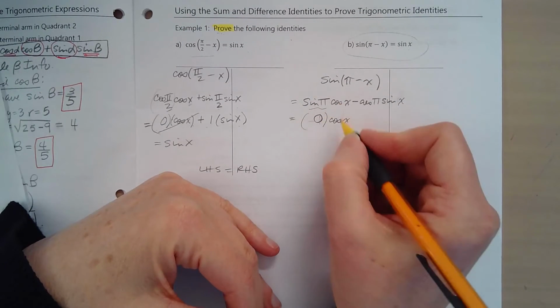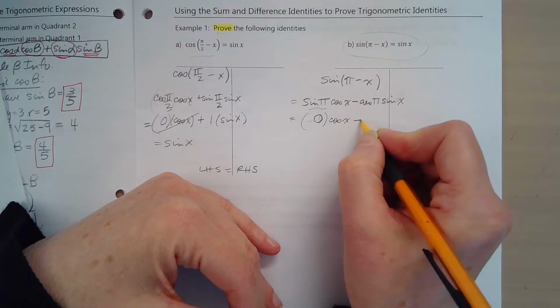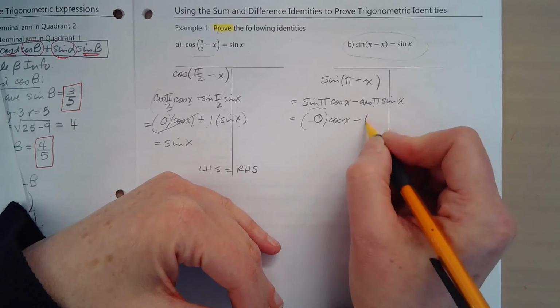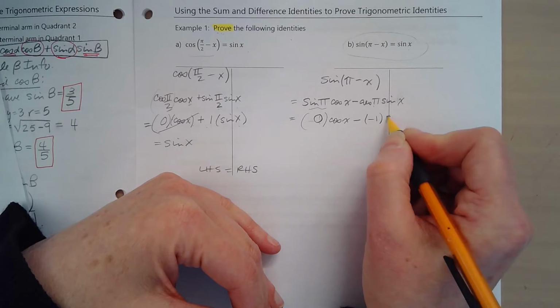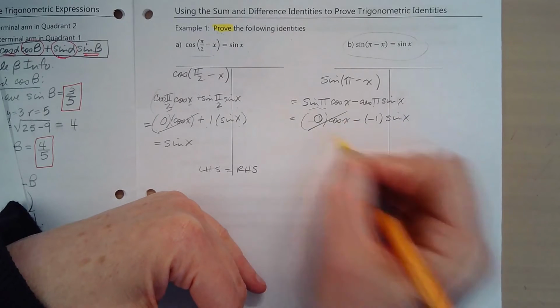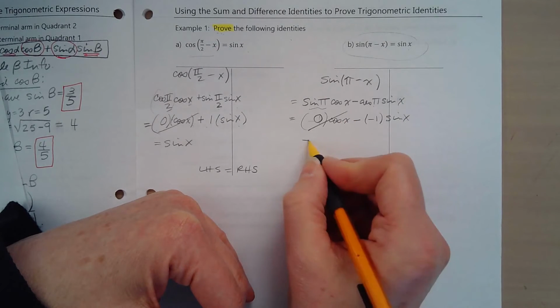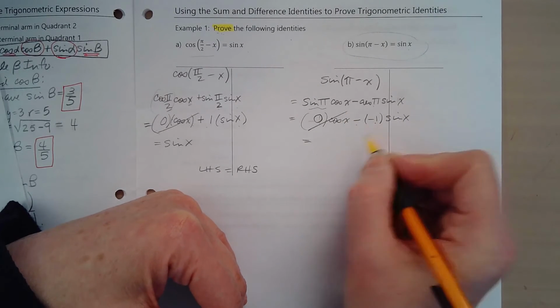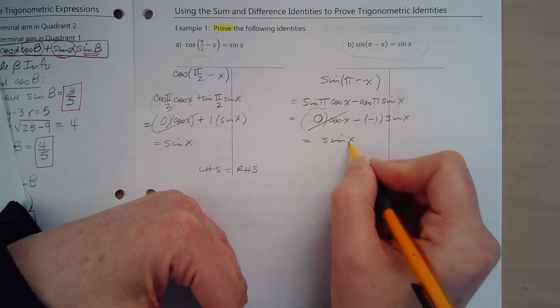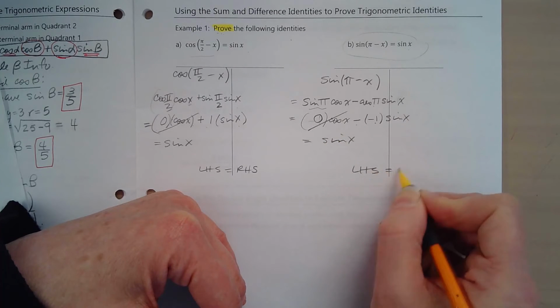Same thing, right? 0 times cos of x minus cos of pi is -1. Agreed? Sine of x. So this whole term disappears. 0 times anything is 0. 2 negatives make a positive, so I'm left with my sine x. So I have my left-hand side equals my right-hand side.